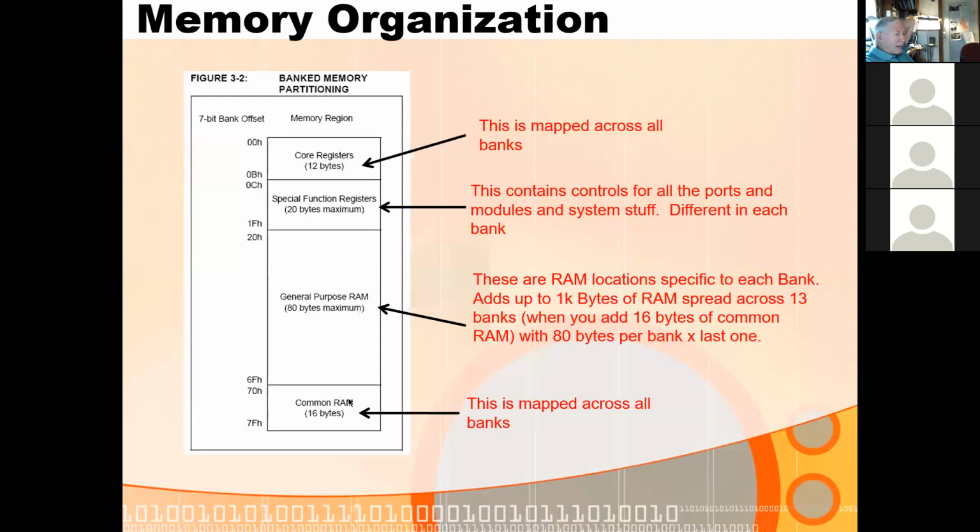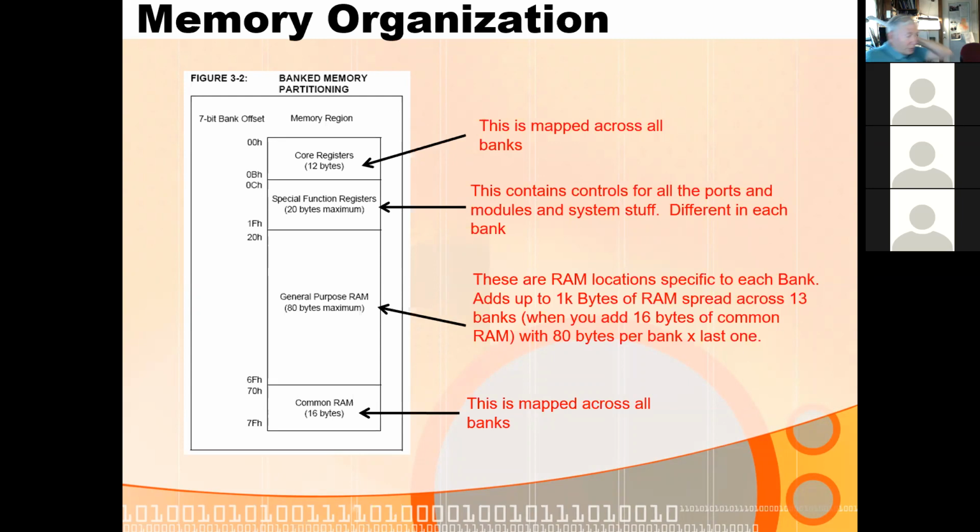This is a bank. The first 12 bytes are the core registers. The next 20 are special function registers. The next 80 are general purpose RAM. The next 16 bytes are common random access memory.